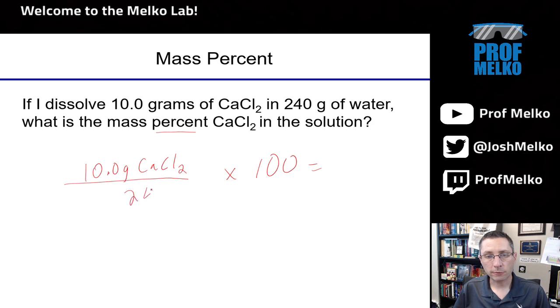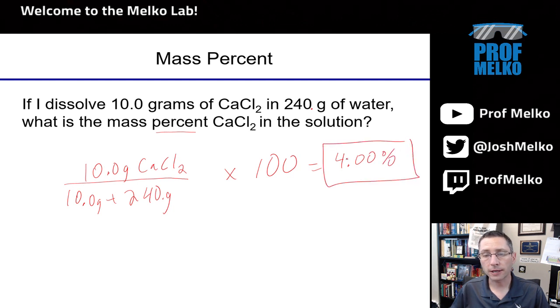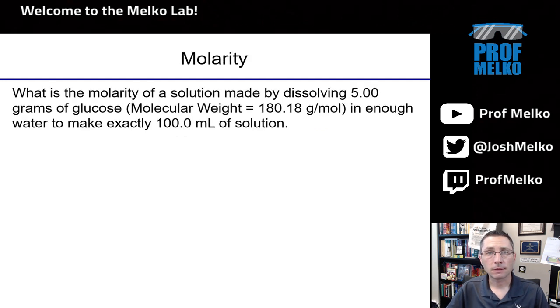And don't just put 240 here. Include the 10. In other words, the total mass here should be of the whole solution, the calcium chloride plus the water. So 250 total. So 10 divided by 250 times 100, you should get 4.00%. So this is a 4% calcium chloride solution by mass. That's mass percent.